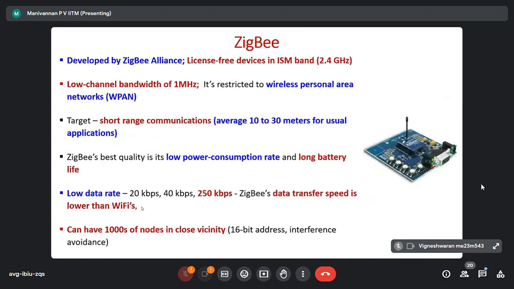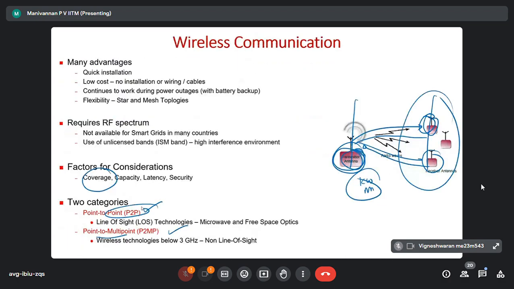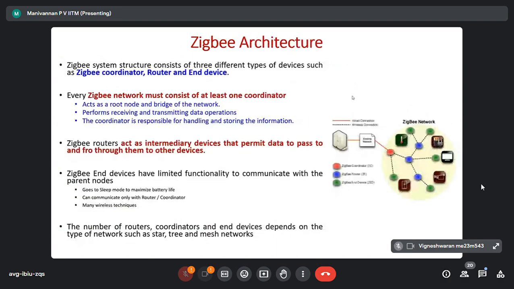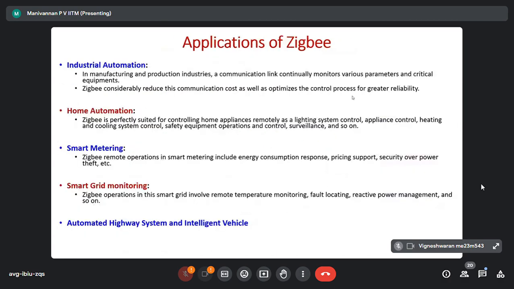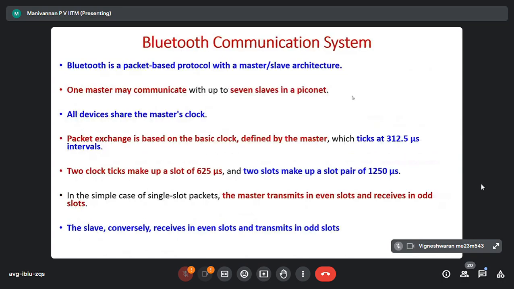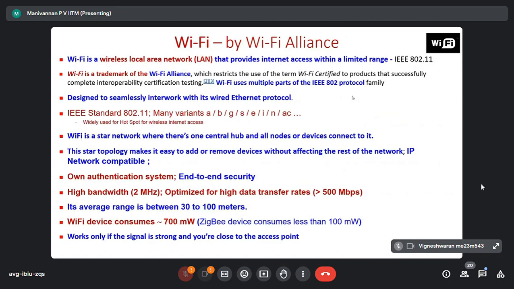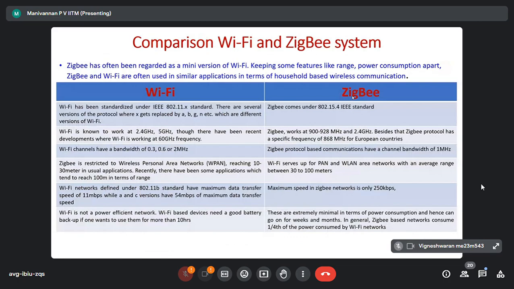Tomorrow we'll continue. So these are the advantages of wireless communication. Then we'll start talking about Zigbee tomorrow. What is Zigbee and how does it work? Bluetooth communication. Then we are going to talk about Wi-Fi, then the advantages of Wi-Fi, all these things. Tomorrow we'll complete wireless. Next week we will talk about path planning.